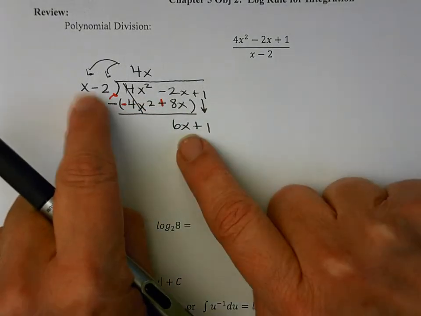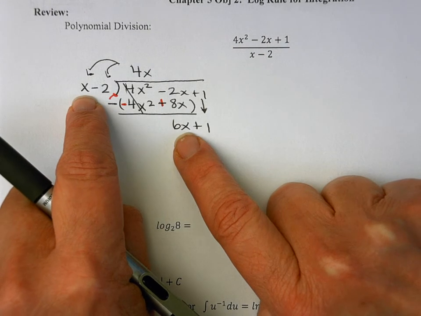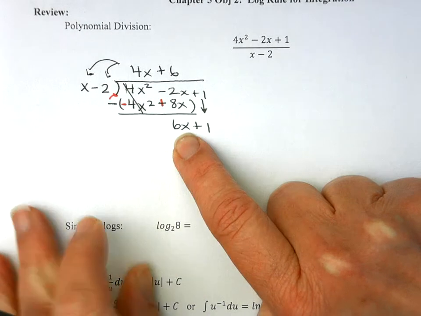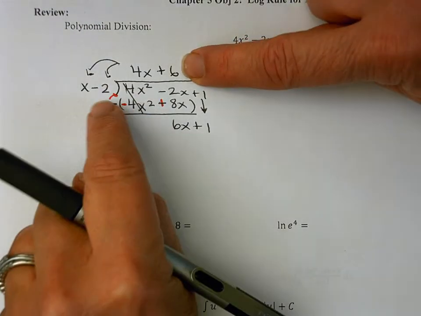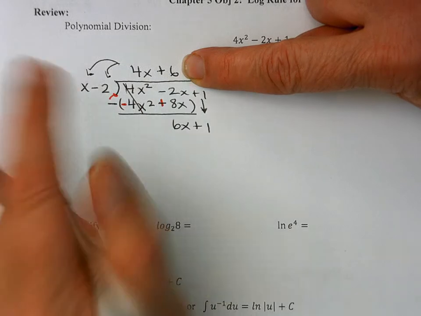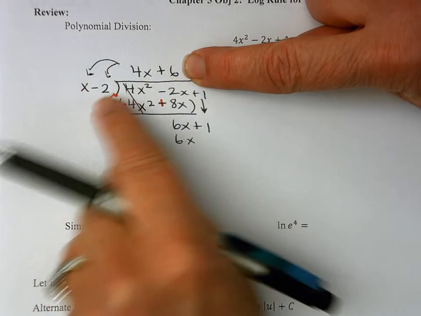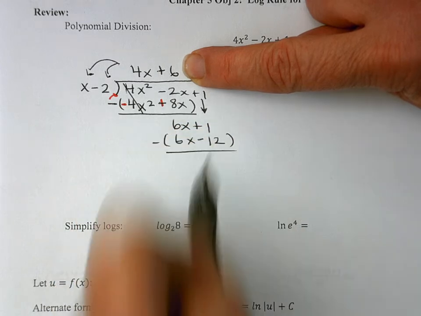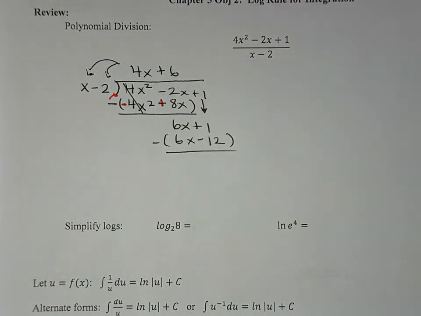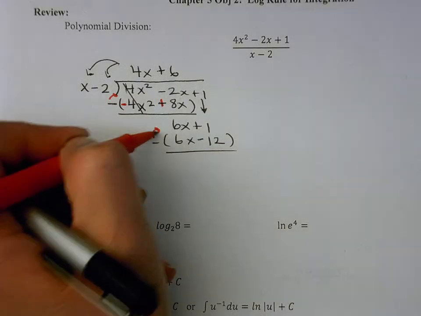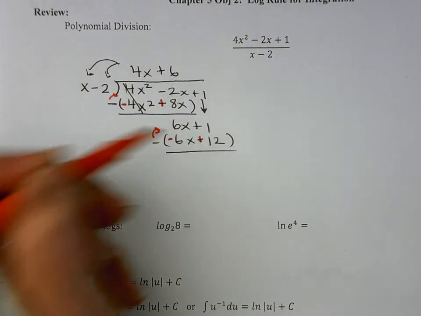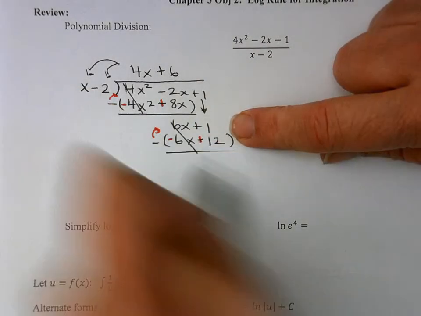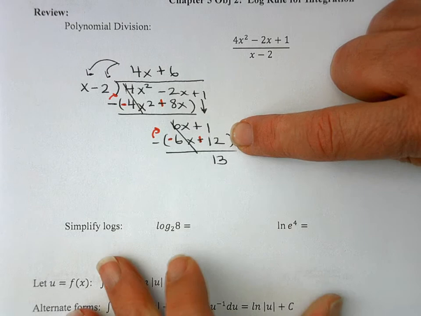So I look at it and go, okay, what can I multiply the x by to get 6x? What times x will give me 6x? That would be a positive 6. And then now I distribute the 6 to the binomial here, my divisor. So 6 times x, and then 6 times negative 2. And we're going to subtract that quantity, and then I'm going to distribute the negative into both terms. So that will become negative, that will become positive, and then this will combine to 0. And 1 plus 12 is 13. So that is my remainder.